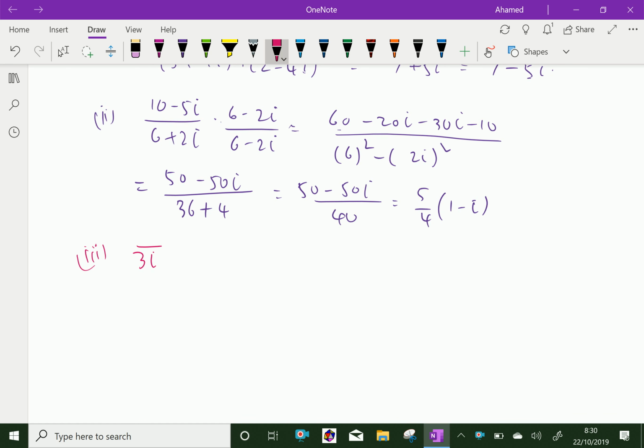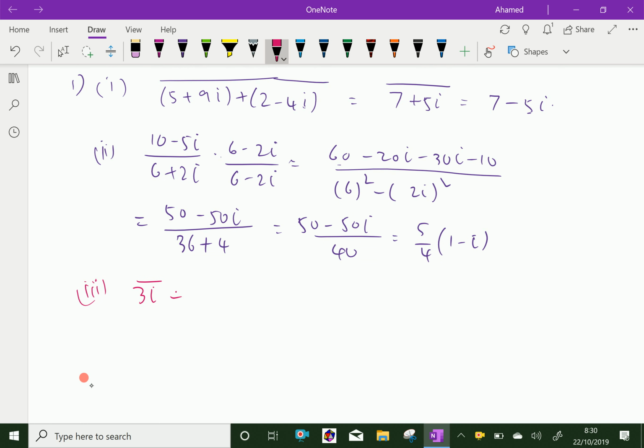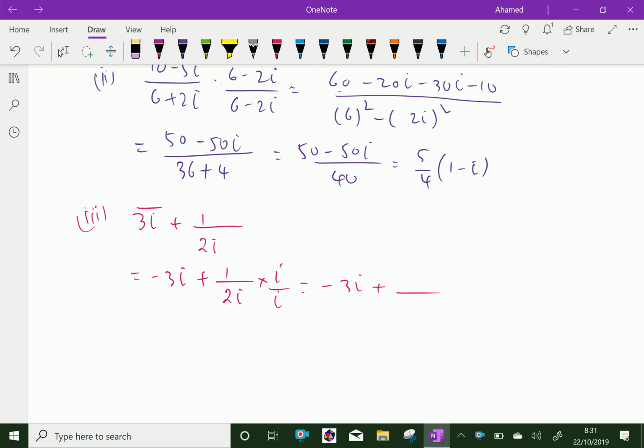conjugate of 3i plus 1 over 2 minus i. Here the first, conjugate of 3i is minus 3i, and 1 over 2i. You have to multiply with i into i, numerator and denominator. It gives minus 3i plus i into 1 is i over 2i square is minus 2.